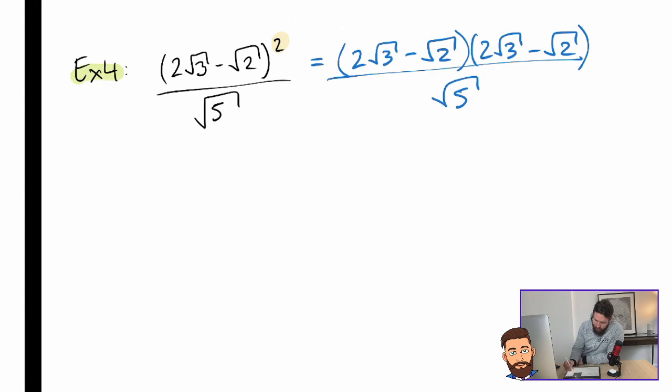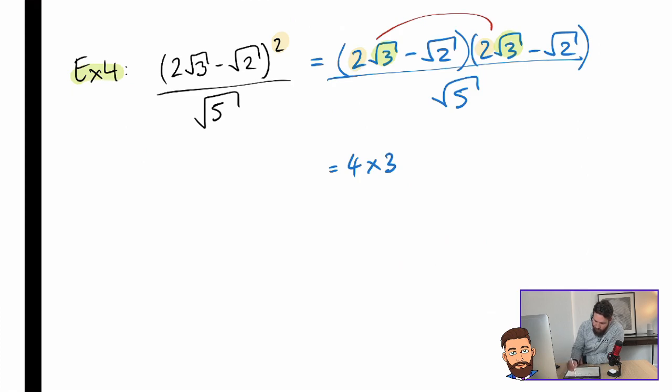So if we do that again, we'll use the FOIL method. We'll do 2 root 3 times 2 root 3. Again, this refers back to what we learned last lesson. We can do the 2 times the 2 and then the root 3 times the root 3. You have to be really careful when laying this out. We know that 2 times 2 is 4, and then root 3 times root 3 gives me 3 because the surd cancels. So that's 4 times 3. So that's that first bit done.